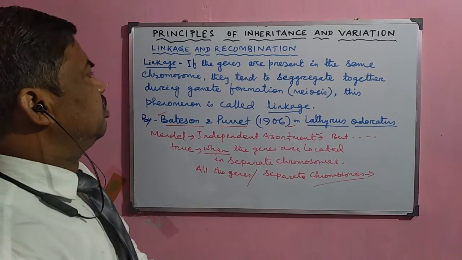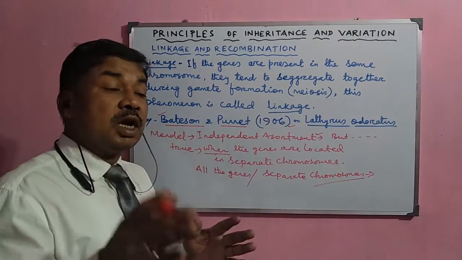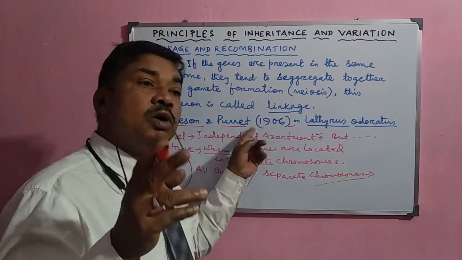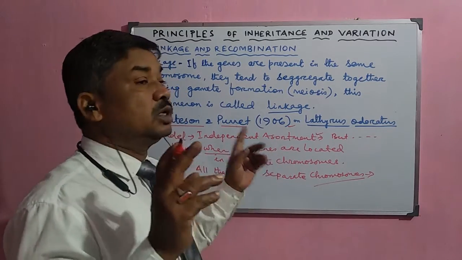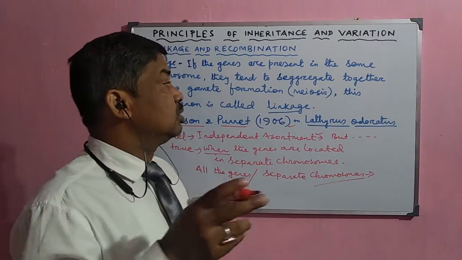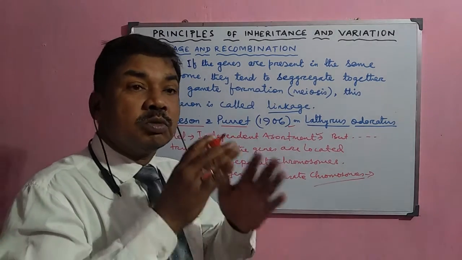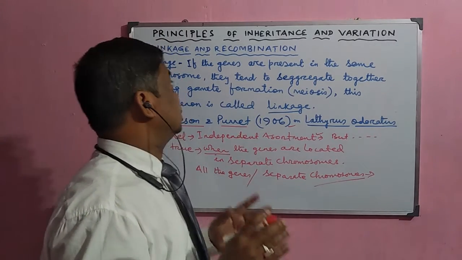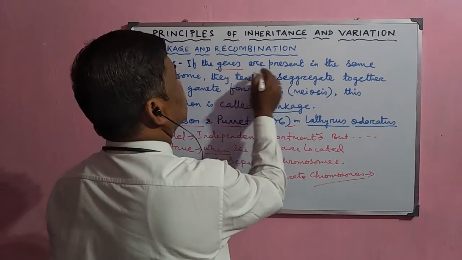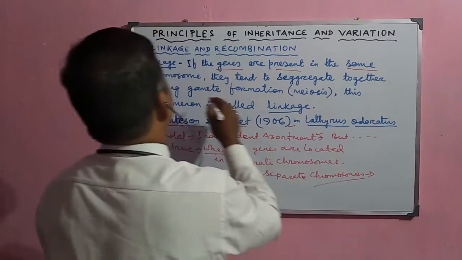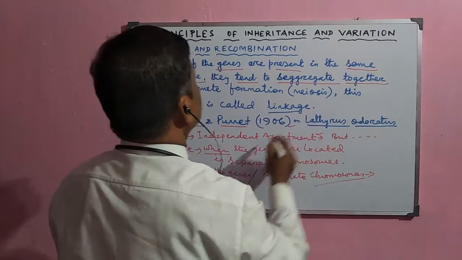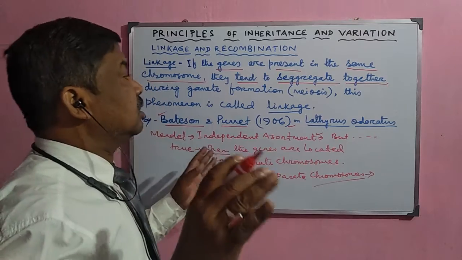But what happens if the genes are present in the same chromosome? Then the law is not true. According to the chromosomal basis of inheritance, it is the chromosomes that separate, not the genes. So the genes which are present in the same chromosome tend to segregate together. They normally never separate from one another.